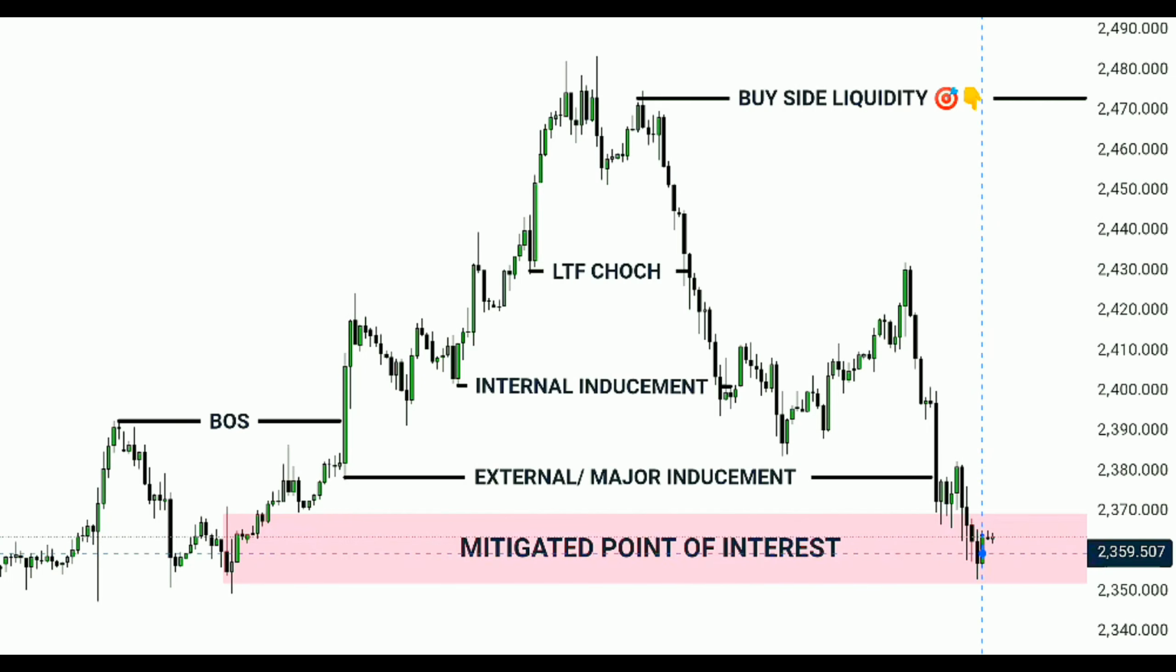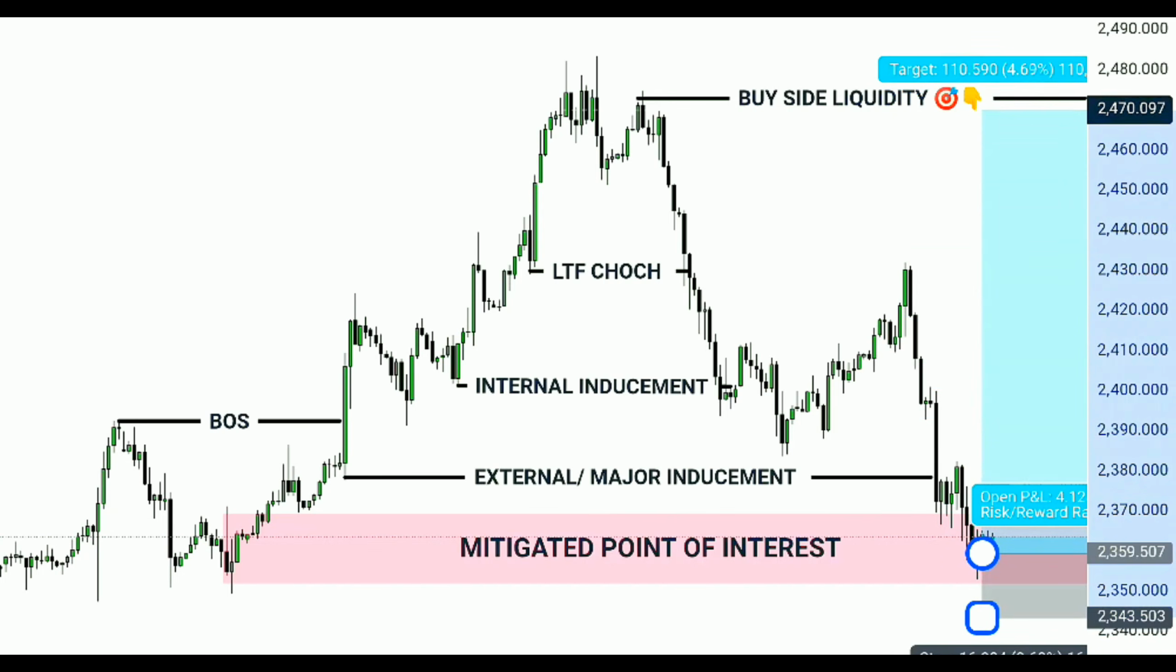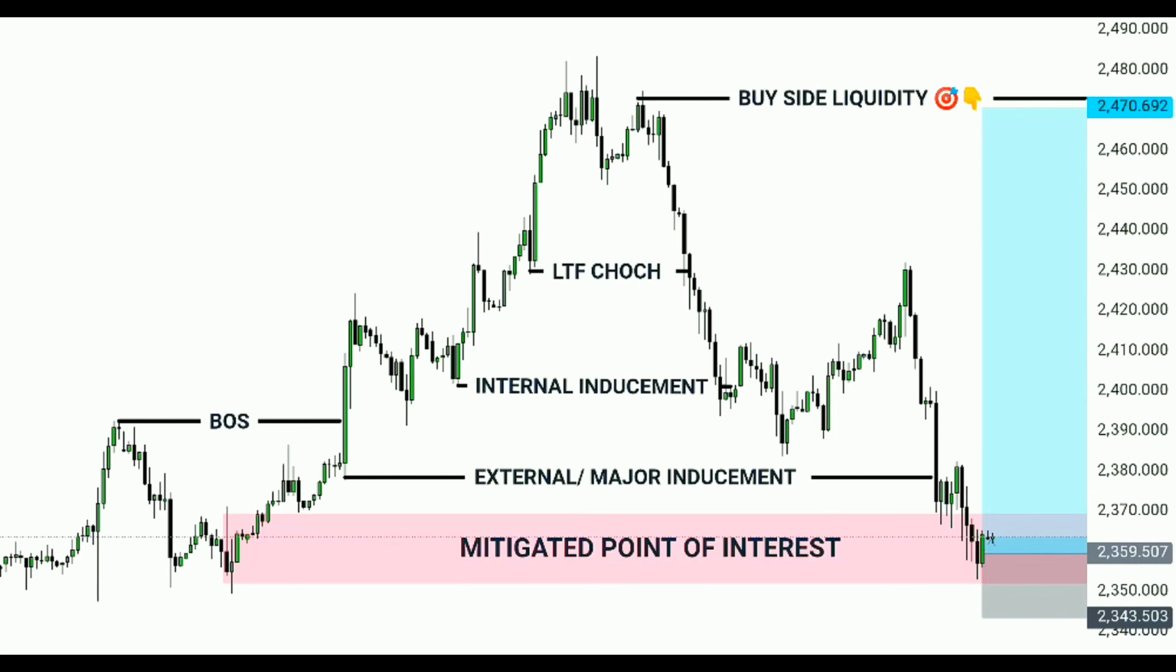After price swept the major low and reacted strongly from the demand zone, the market showed clear buying strength. That strong bullish move is the first confirmation for a buy trade. It tells us that institutions are active in that area. Instead of entering immediately, wait for price to break a minor structure high. In this chart, that break confirmed that short-term sellers lost control and buyers stepped in.